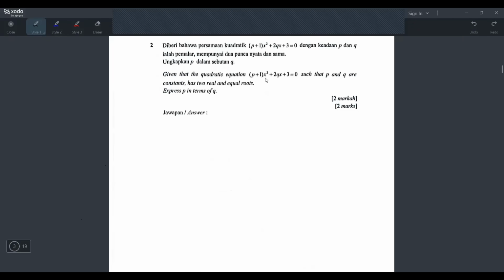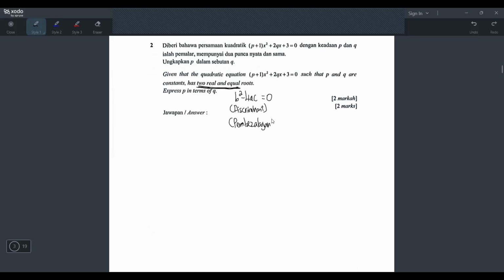Given that the quadratic equation, blah, blah, blah, such that P and Q are constants, has two real and equal roots. This is the keyword here. If you see the words two real and equal roots, you have to immediately think about this: b squared minus 4ac must equal 0, right? And there is a name. What do we call this? We call this the discriminant. Or in Bahasa Melayu, what do you call it? The pembeza layan. Yeah, in Bahasa Melayu, pembeza layan.